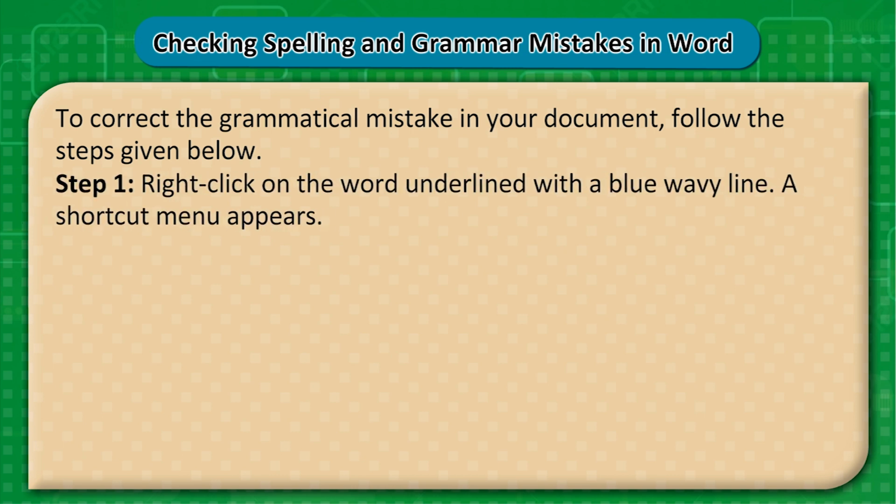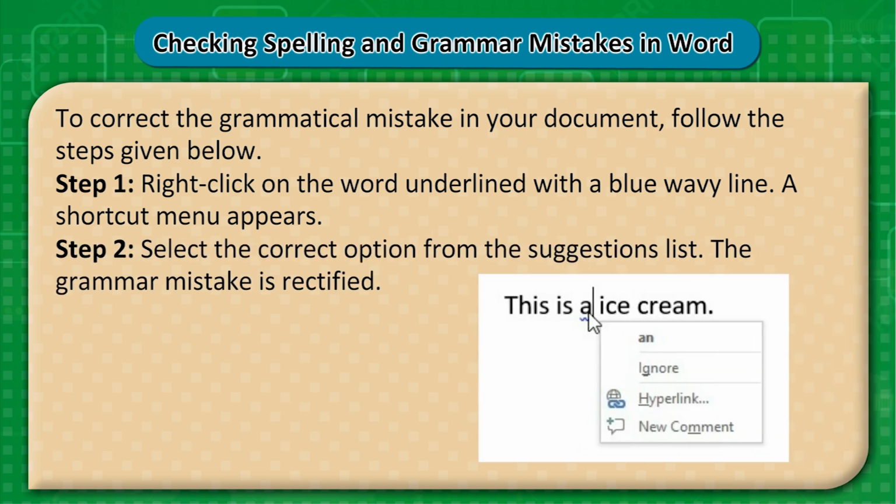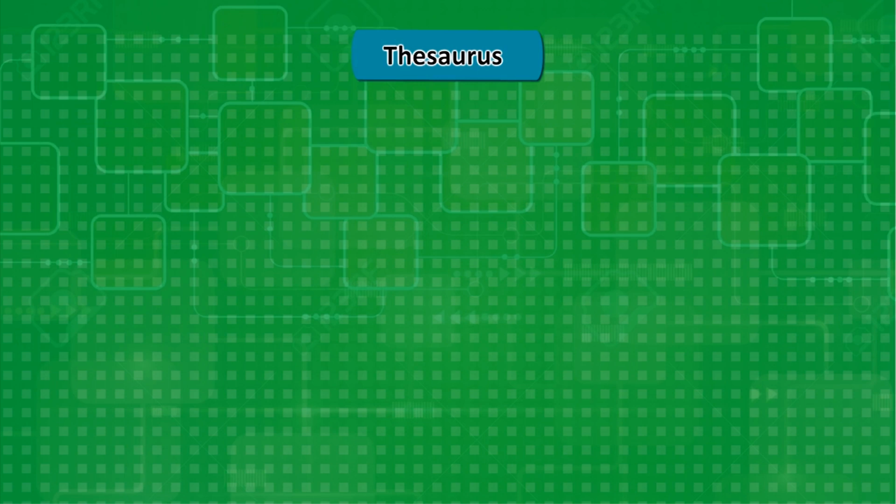To correct the grammatical mistake in your document, follow the steps given below. Step 1. Right-click on the word underlined with a blue wavy line. A shortcut menu appears. Step 2. Select the correct option from the suggestions list. The grammar mistake is rectified.